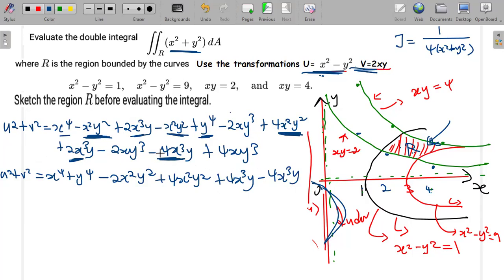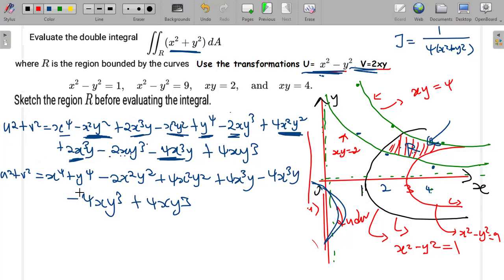Okay, so which ones am I remaining with? I'm remaining with these ones here. I'm remaining with this one, minus 2xy to the power 3, and minus 2xy to the power 3. So I get minus 4xy to the power 3. And then I can also see plus 4xy to the power 3.